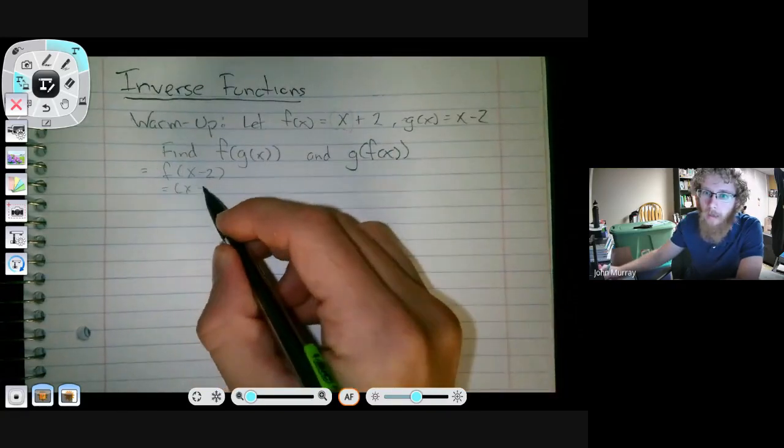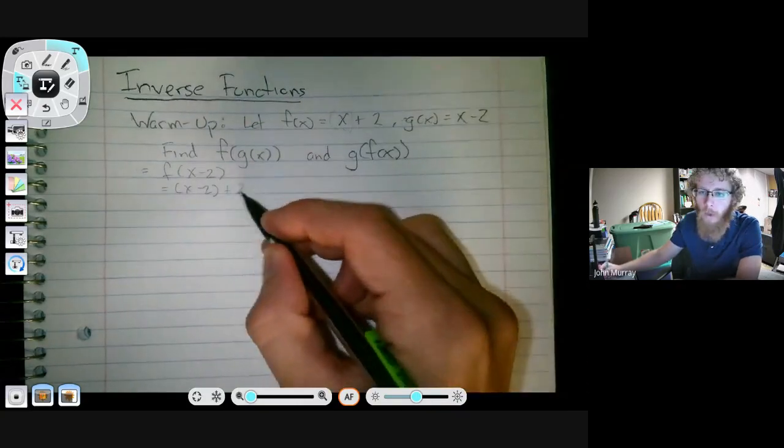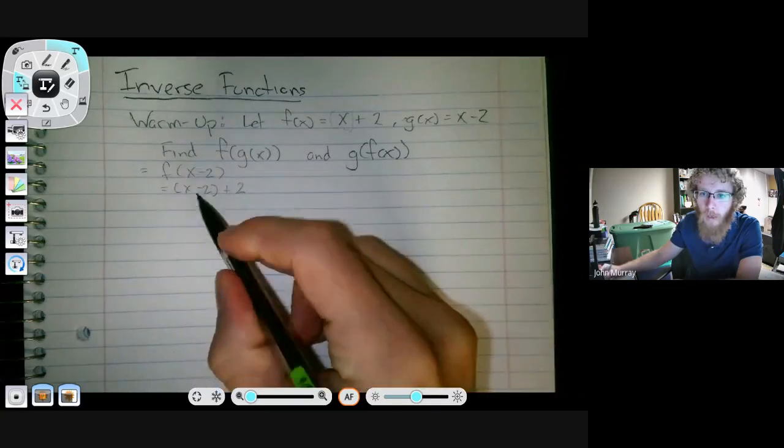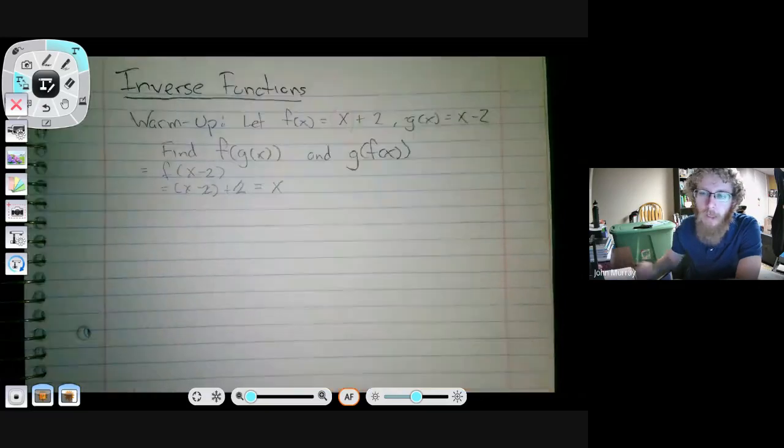So you're going to have x minus 2. And then what are we doing to f? We're taking whatever we plug in and adding 2. So plus 2. When we simplify this, we have a negative 2 plus 2, and we're left with x.